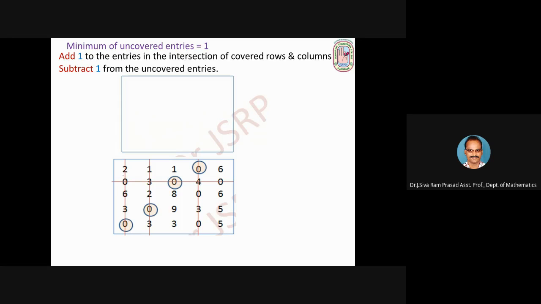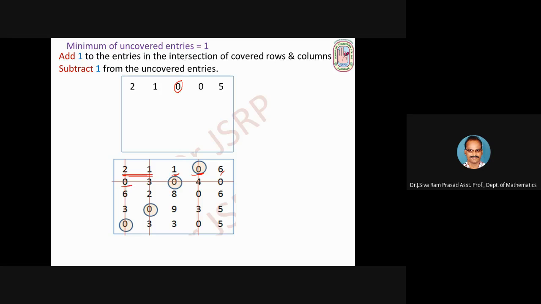Okay, right. So first, these two entries remain the same since they lie in a covered column only. So 2, 1. And this is an uncovered entry, subtract 1. 1 minus 1, 0. So this is a new possible assignment. Next, this 0 remains the same since it lies in a covered column only. Next, this is an uncovered entry, subtract 1 here, 6 minus 1, 5.